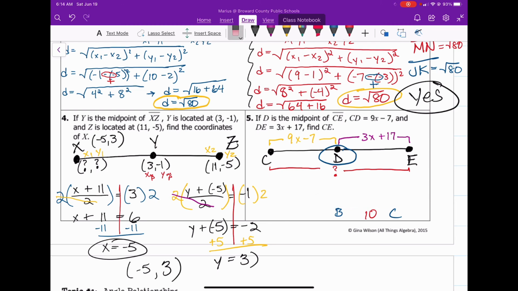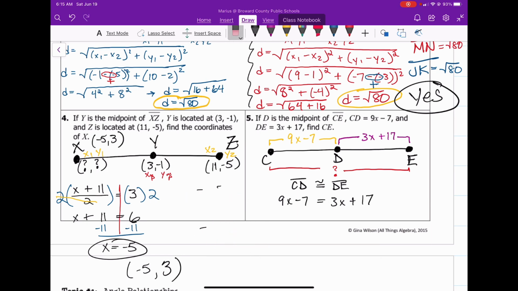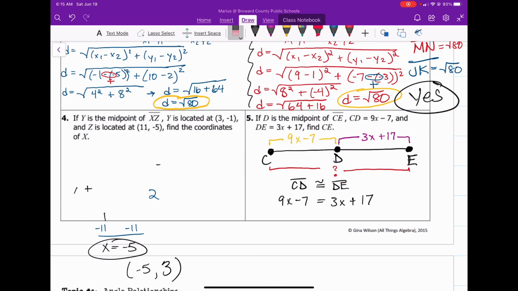Okay? So, with that being said, because we know that D is the midpoint, then we know that each one of these halves are equal to each other. So, we know that segment CD is congruent or equal to segment DE. Now, that means that we can write this out. 9x minus 7 equals 3x plus 17. And let me erase some of this right here. I don't want this to be such a distraction. I'm going to just get this out of the way.